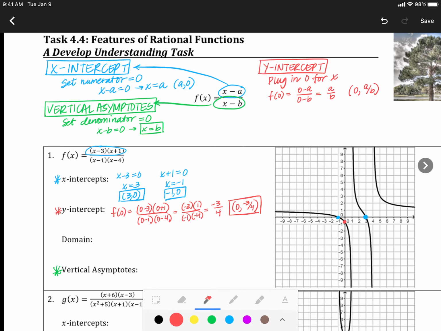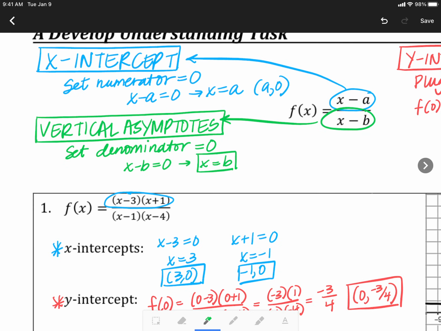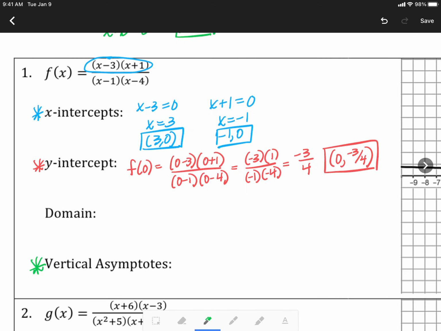Now let's go to the vertical asymptotes. For vertical asymptotes, I'm looking at the denominator, setting it equal to 0. So I'm going to explore just these two factors right here. x minus 1 equals 0, and x minus 4 equals 0, setting them individually equal to 0. Add 1 to both sides, x equals 1 is our first asymptote. Add 4 to both sides, x equals 4 is our second asymptote.